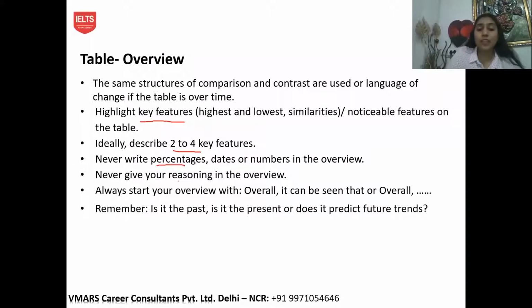Never give reasoning. Obviously, whenever we write an overview, we do not give any reason, like strawberry had the highest sales because people prefer to eat it. No, because, no reason in overview. Always start your overview with overall, it can be seen that, or you can also say overall and then.